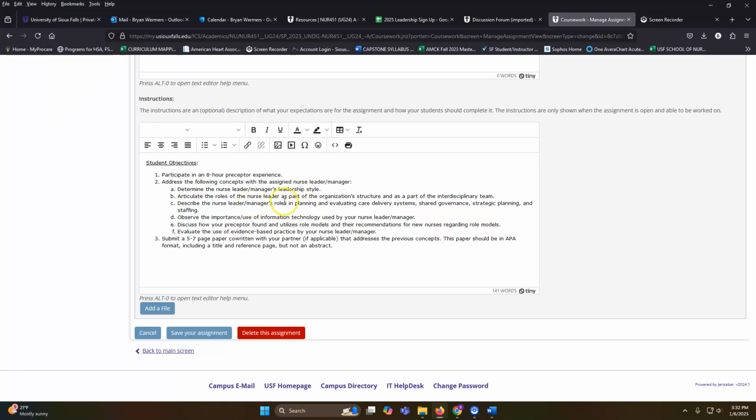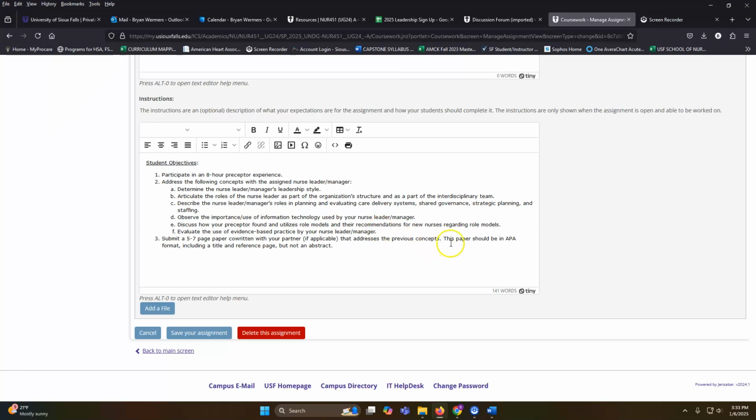Then have them articulate the roles of the nurse leader as part of the organizational structure and IDT. Describe the nurse leader management roles in planning and evaluating care delivery systems, shared governance, strategic planning, and staffing. How did they use IT? Look and see how they had role models, because that's what you're doing during this preceptorship. Hopefully they will become a role model for you. Or within this one, how did they find their role models? How do they utilize them? And how do they feel that new nurses should find and utilize role models? And then finally, how do they use evidence-based practice?